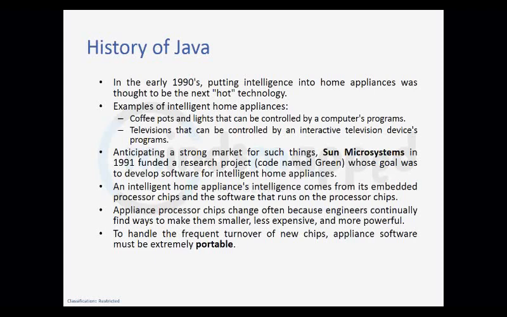Looking at Java historically, it was primarily for putting intelligence into home appliances, and it was supposed to be the next hot technology. Gladly today it is, but for a different reason. Though the invention was for intelligent home appliances, it is for a different reason.